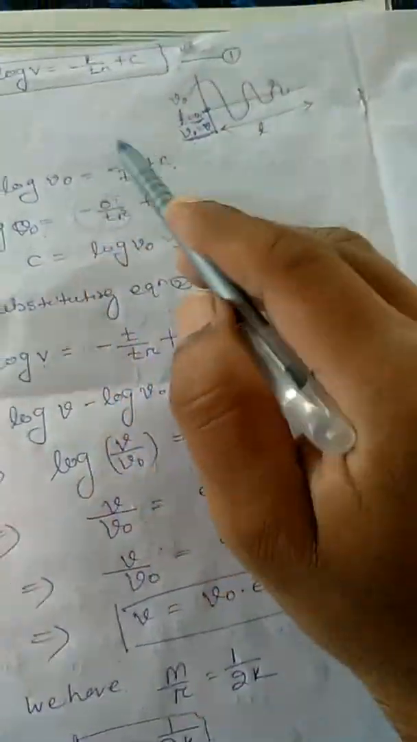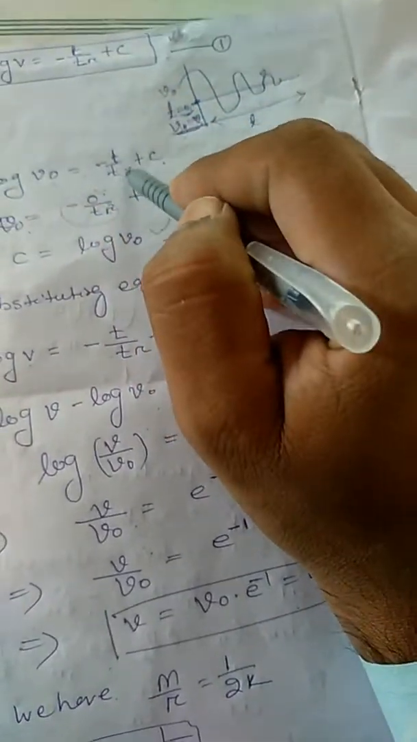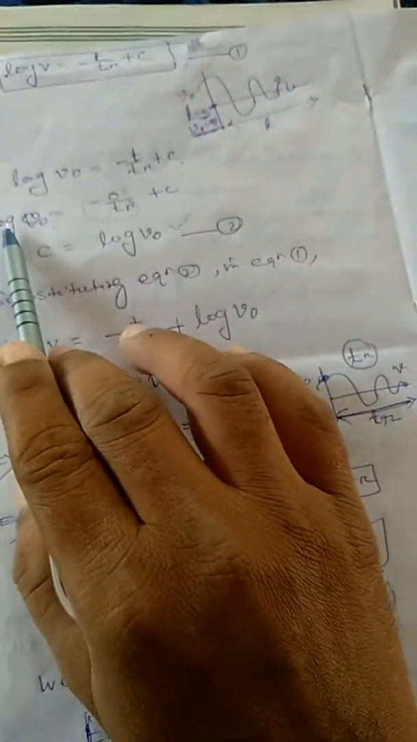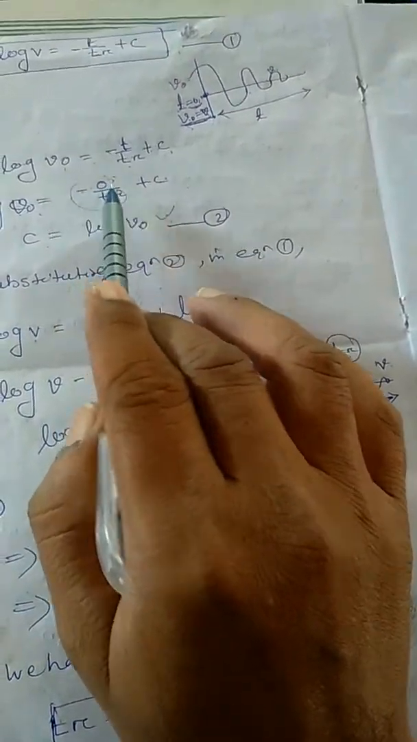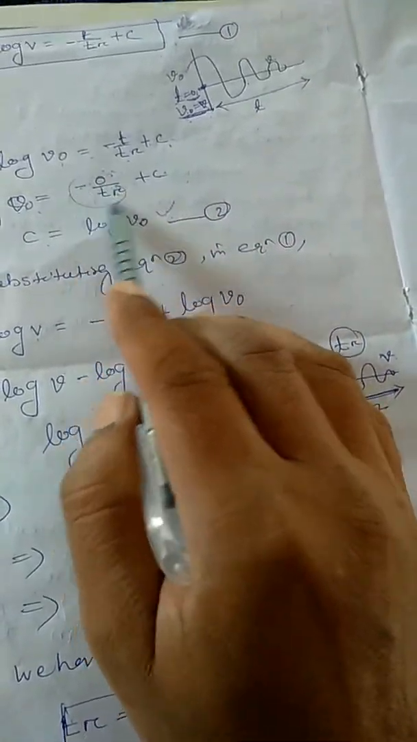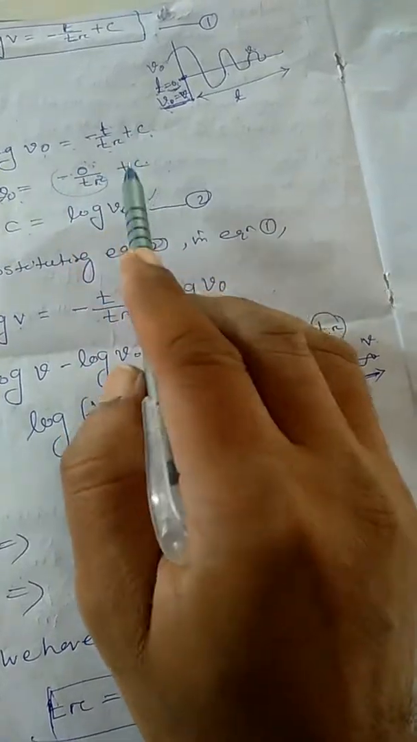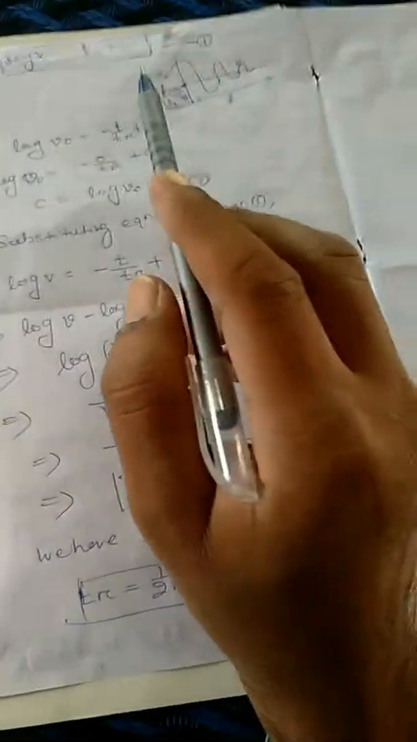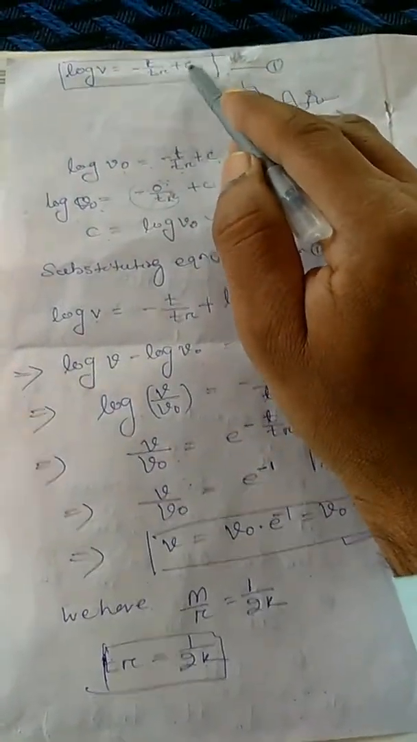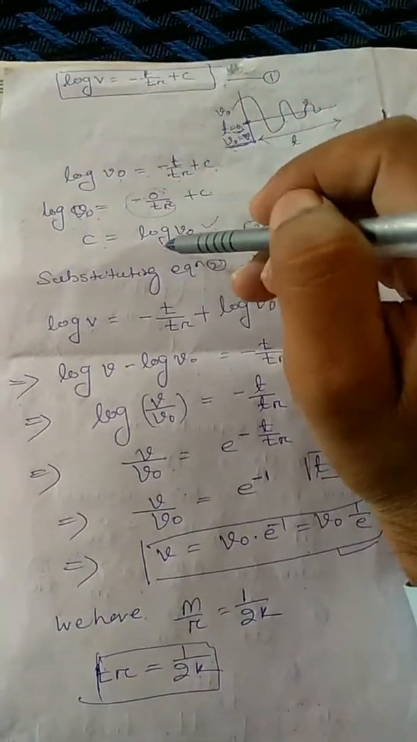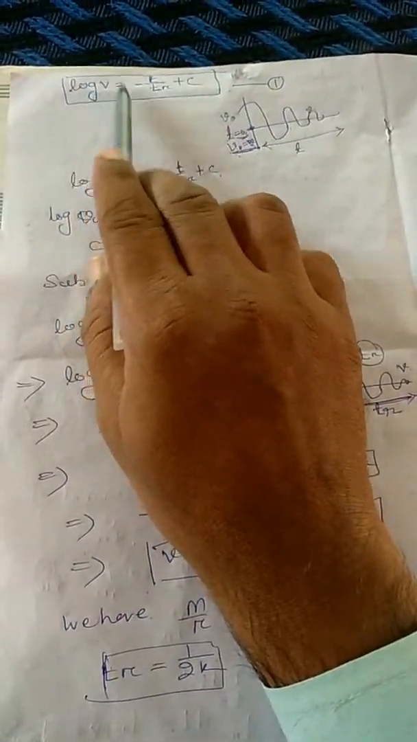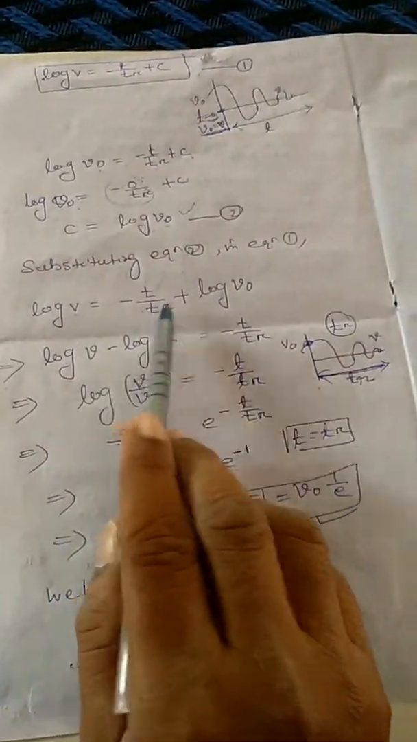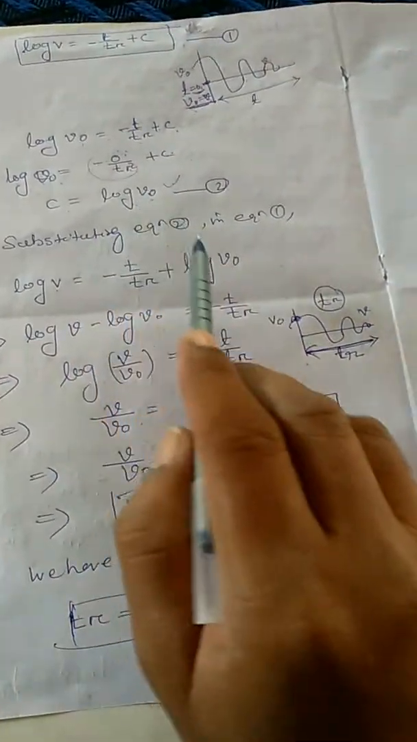So log v naught is equal to minus t by TR plus c, but this t is already 0. So log v naught is equal to minus 0 by TR plus c. 0 by TR becomes 0, so this term vanishes. So c is equal to log v naught. Now in the place of c we will put log v naught.